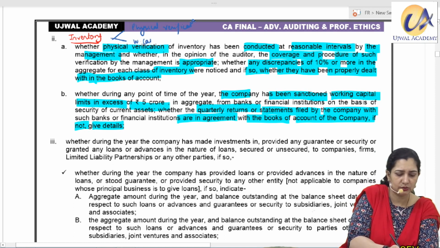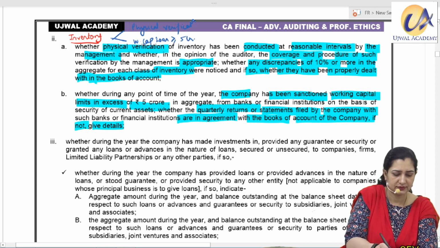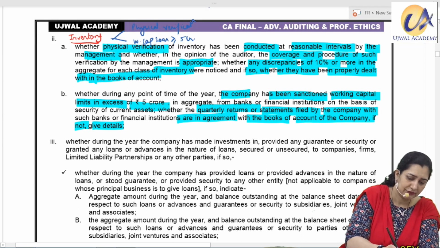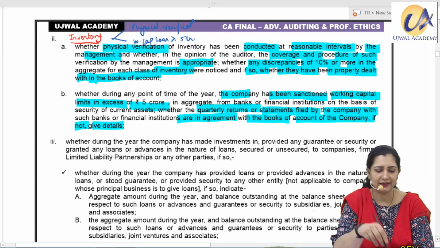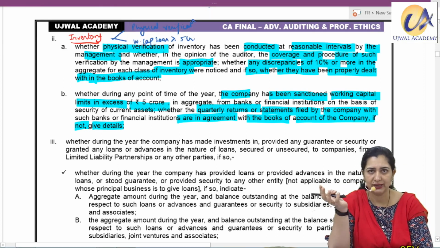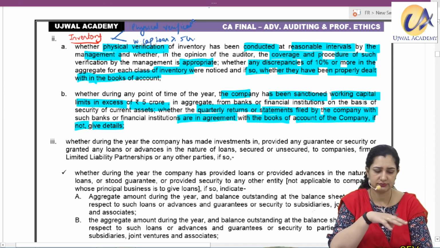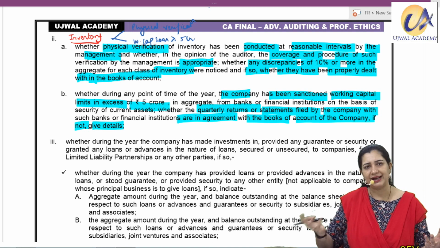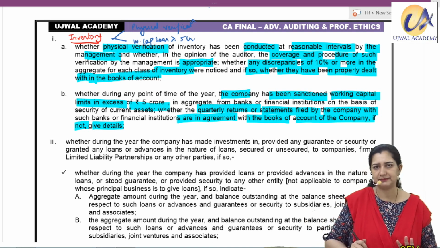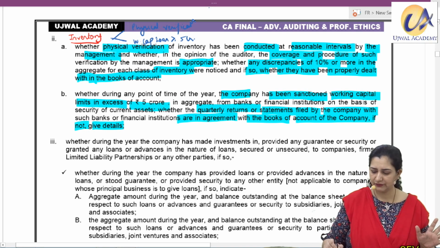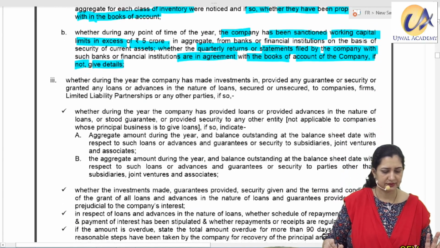And the working capital loan if you have more than 5 crores. When I say 5 crores, it is aggregate: if I have taken say 2 crores from one bank and 3 crores from another bank, I have to see the total of 5 crores, not 5 crores from one bank. This is important. So whatever quarterly returns you have filed, are they tallying with the books? That's all you have to see. Clear? So inventory was my second point.